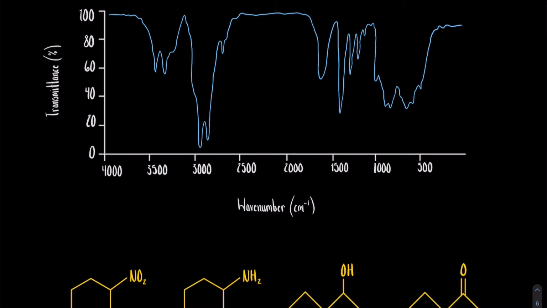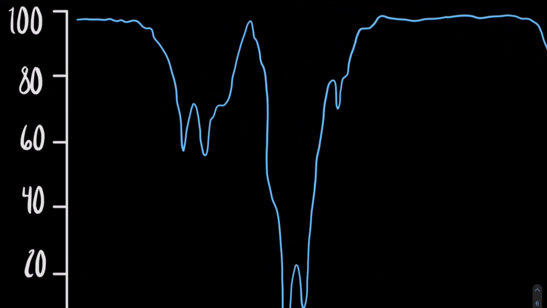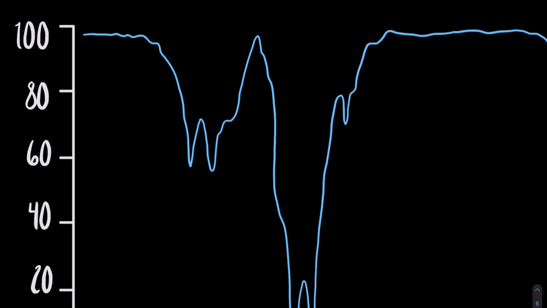So here's another problem. Right from the get-go, we can immediately cross out the alcohol. There is no alcohol peak. If there was an alcohol peak, it would be looking like that, along the lines of that. There is no prominent peak around 1740 or so, so we can cross out the ketone.